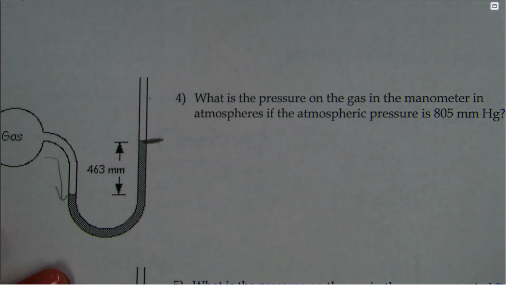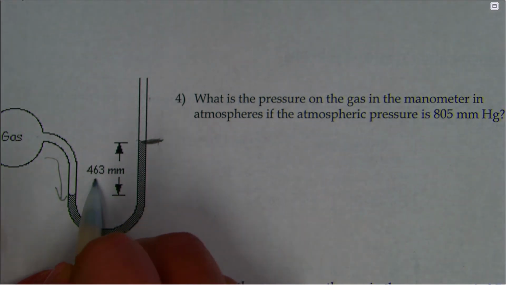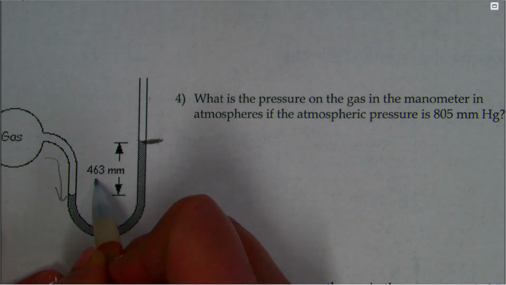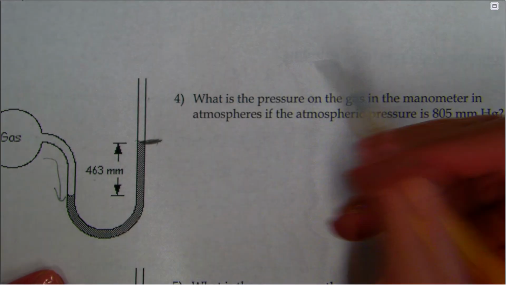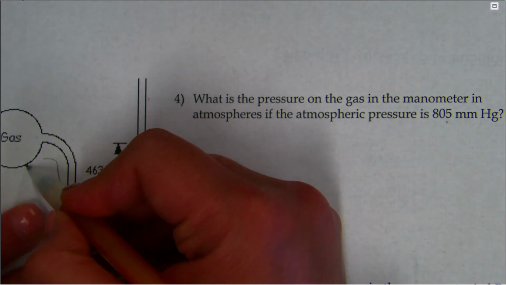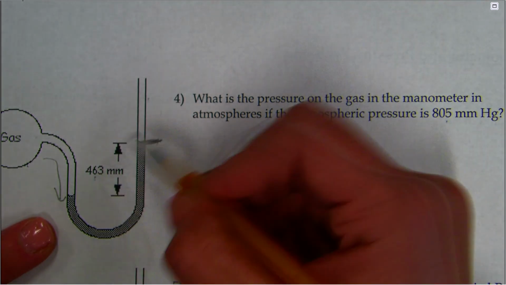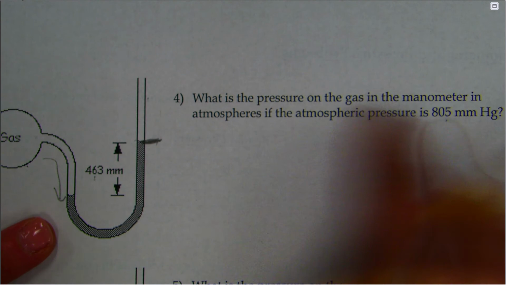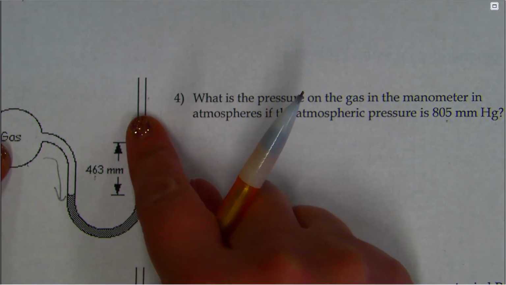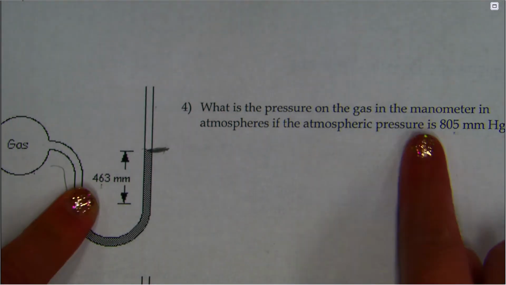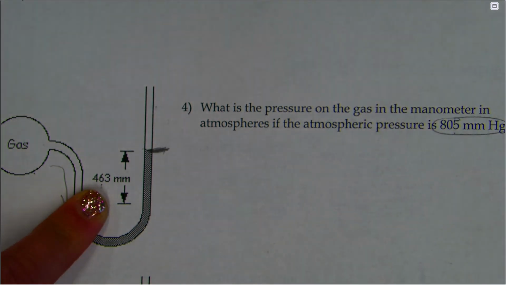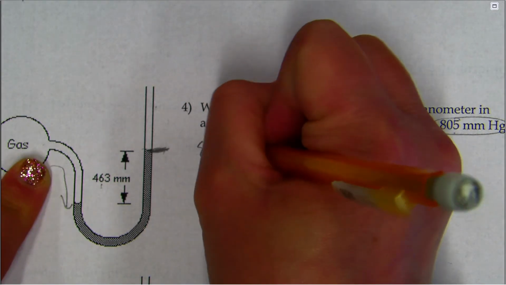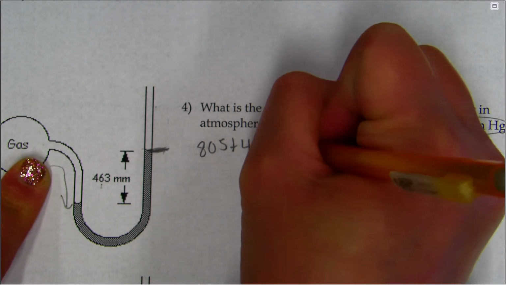All right, so if this is 463 millimeters of mercury, and this is 805 millimeters of mercury, what do I have? So basically, here's my gas. It equals the pressure of 463 plus 805. Because if the gas is a larger number, the only way to take these two values and get a larger value than 805 is to add them together. So this is kind of how I solve them.